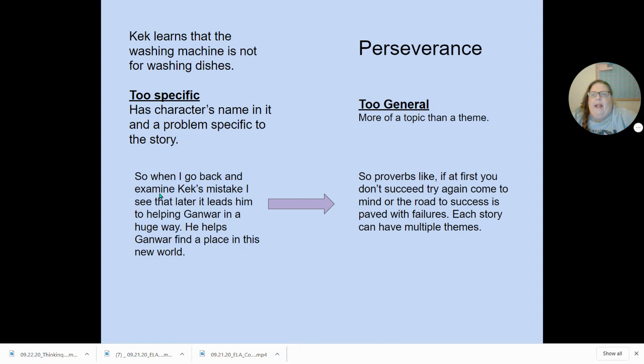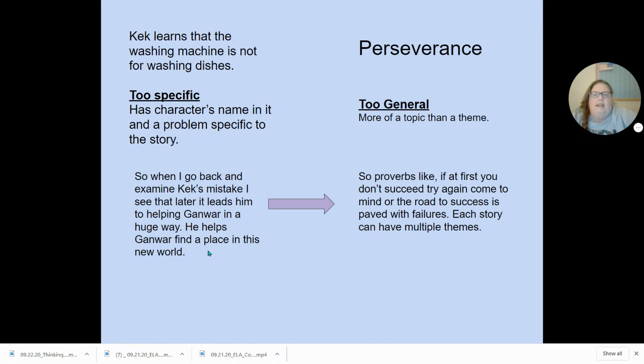So when I go back and examine Keck's mistake, I see that later it leads him to helping Ganwar in a huge way. He helps Ganwar find a place in this new world. So proverbs like, if at first you don't succeed, try again, or the road to success is paved with failures, come to mind. Each story can have multiple themes. These types of proverbs are often themes that are found within books.